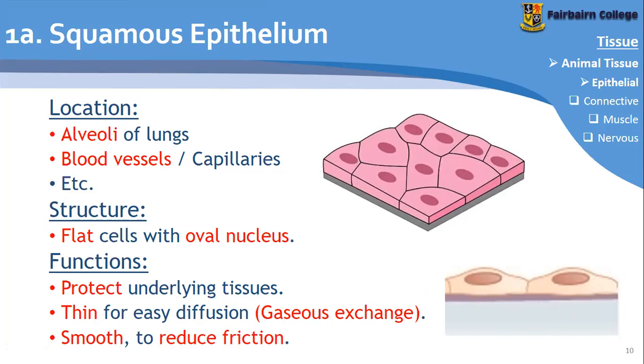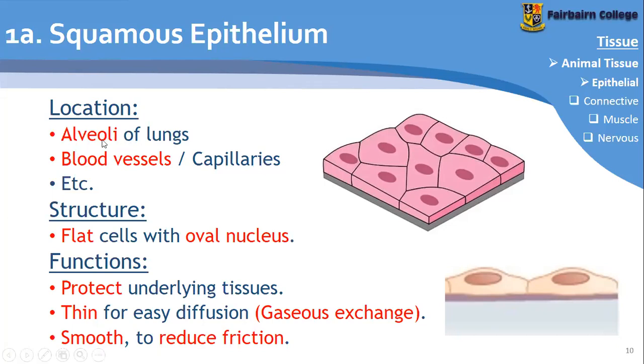So where do you find squamous epithelium? You'll find it in the lungs and in the blood vessels. There are also other places in the body that you would find it, but these are the two that we focus on, because these are two structures that we do discuss in grade 10. So in the alveoli of the lungs, so that is basically the air sacs inside of the lungs, that is lined with squamous epithelium, and also the blood vessels.